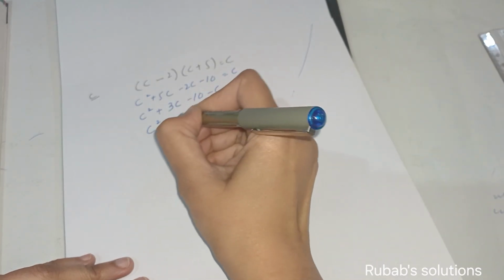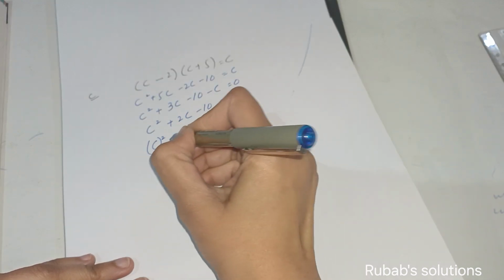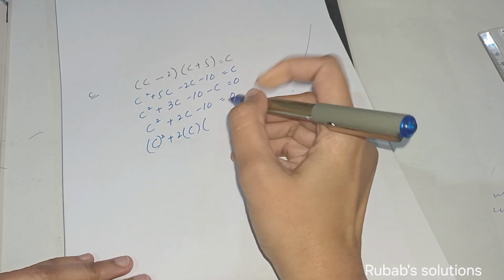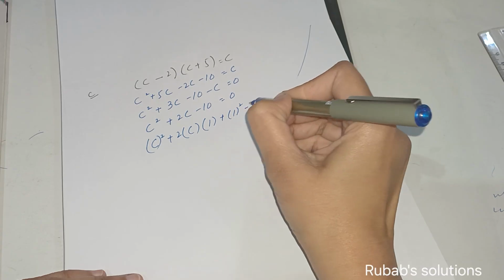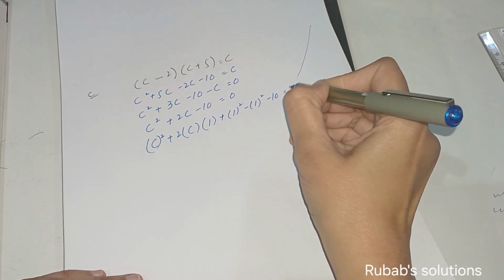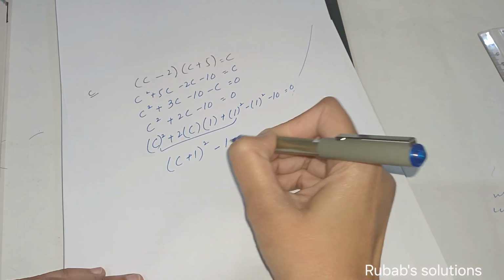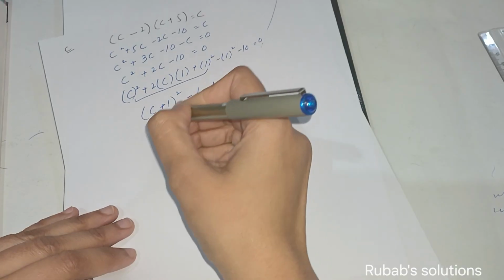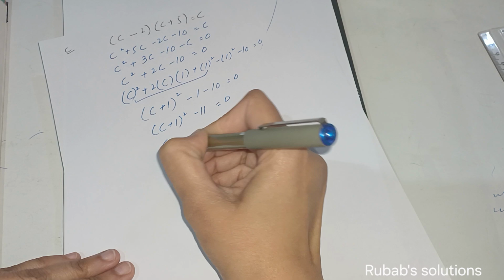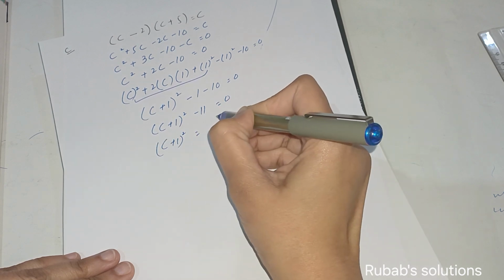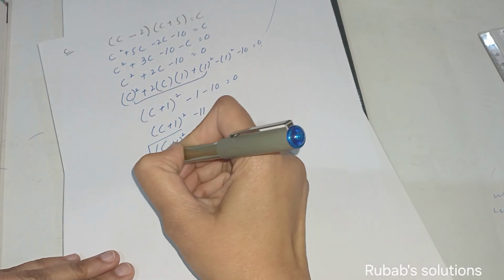It will become c square plus 2c minus 10, this is equal to 0. From here it is a square plus 2ab, this is b. That means I have to make this 2c, so b should be 1. So 1 square I will add and 1 square I will subtract, minus 10, this is equal to 0. From these three terms I got c plus 1 whole square minus 1 minus 10, this is equal to 0. So from here I got c plus 1 whole square minus 11, this is equal to 0.